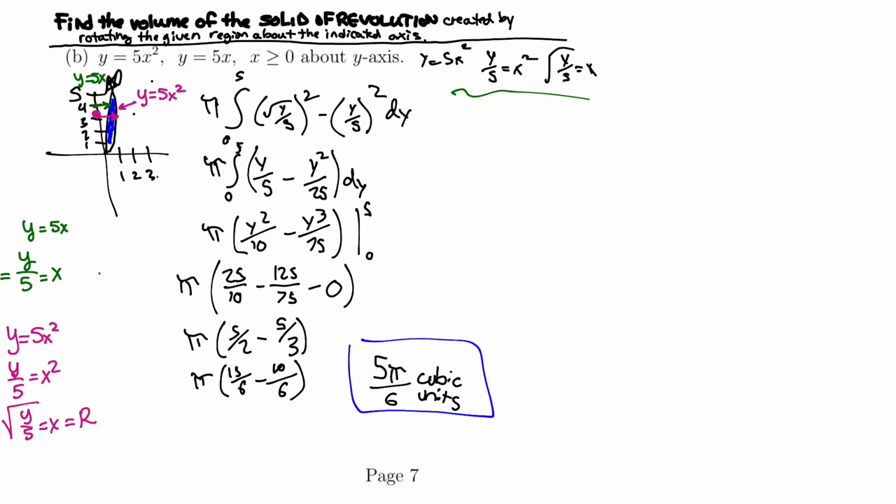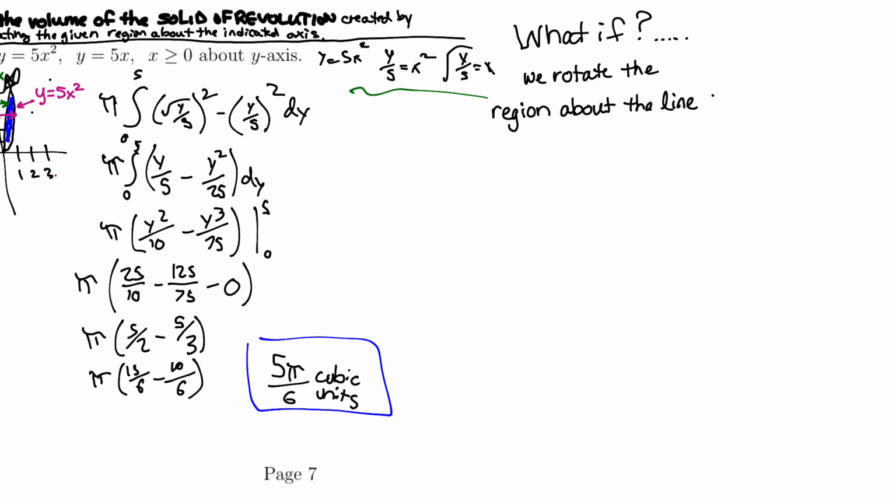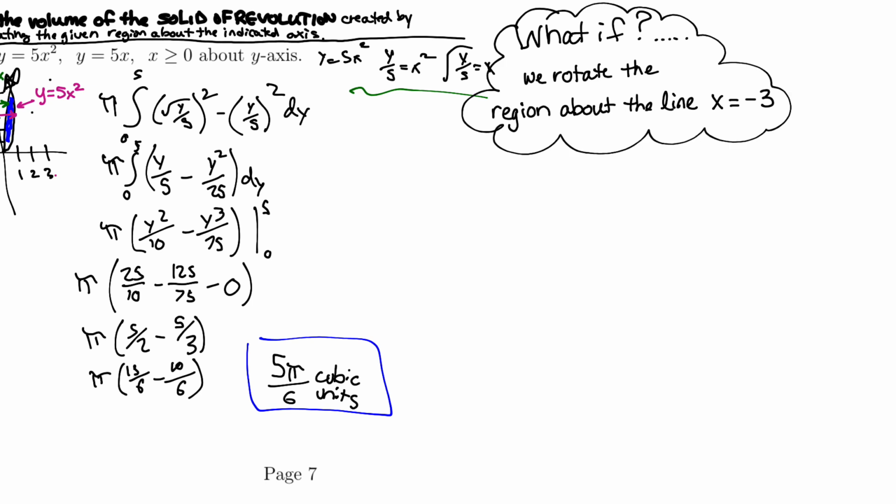So I'm going to say, what if we change our problem ever so slightly? Instead of going about the x-axis, we rotate the region about the line x equals negative 3. So what if we rotate the region about the line x equals negative 3?